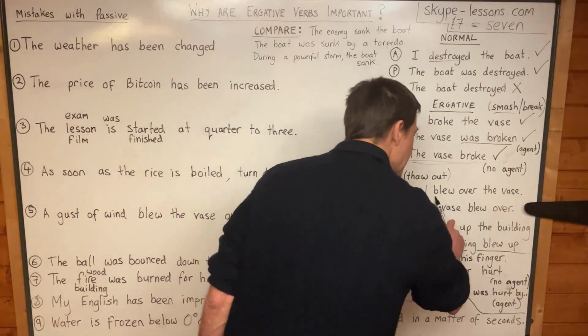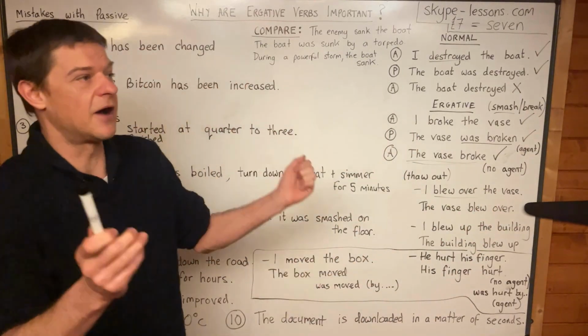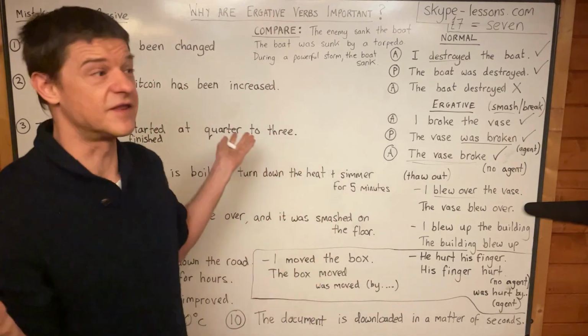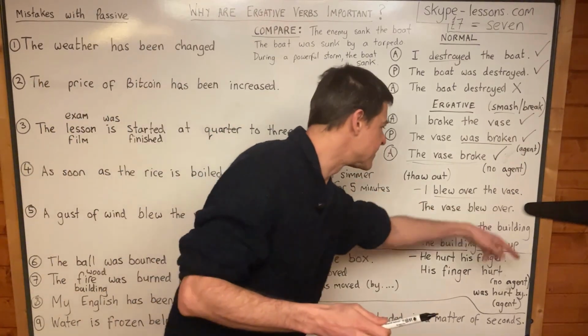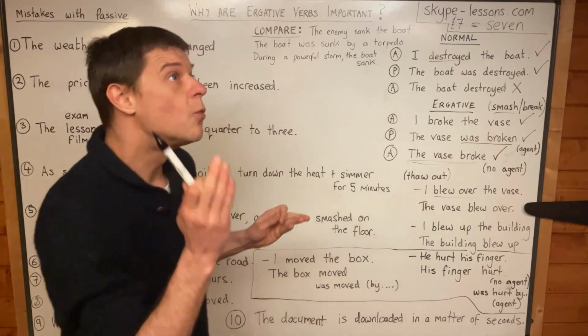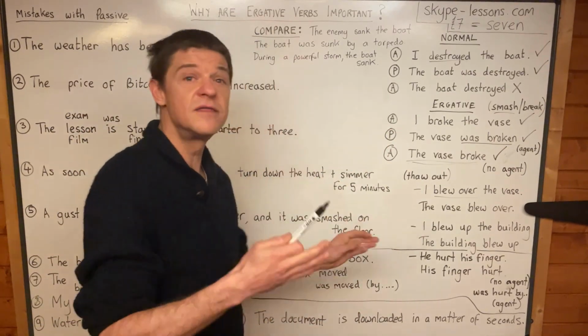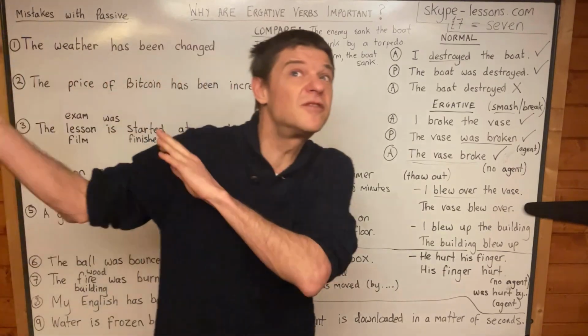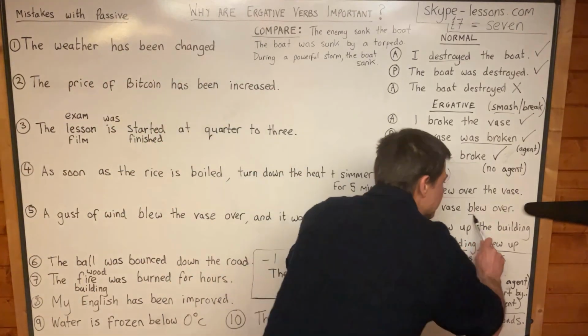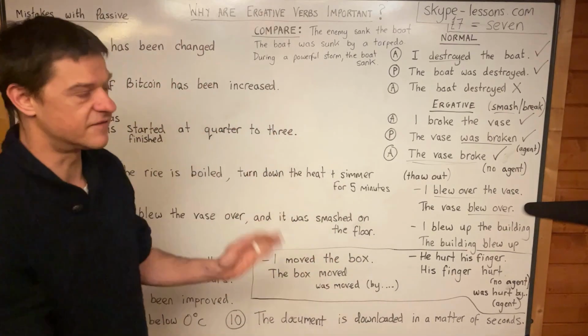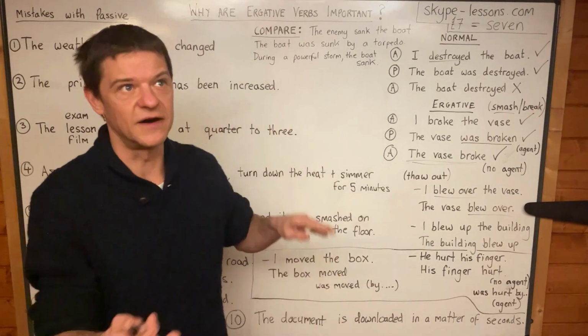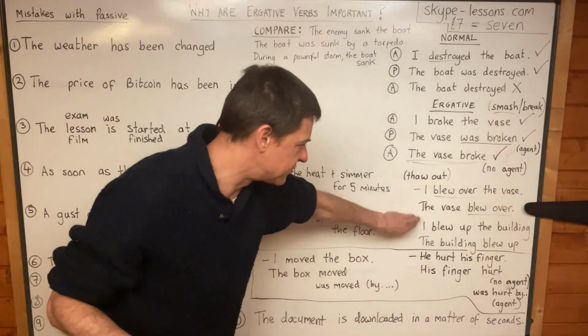Here's my proof. I blew over the vase. Yeah, maybe I blew over the vase. Yeah, it's possible. I blew over the vase. The vase was blown over is correct, the passive form, but also the vase blew over. Yeah, maybe it was the wind. And this one, of course, it sounds like the wind blew the vase over. The vase blew over. Yeah, there's no agent in this one.